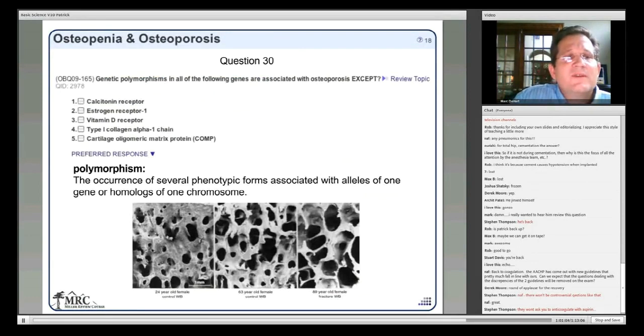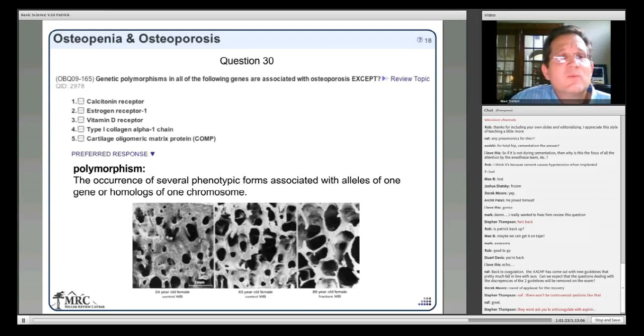Genetic polymorphisms in all of the following genes are associated with osteoporosis except, well, polymorphism is a little bit big a word for an old bone doctor like me, and it's the occurrence of several phenotypic forms associated with alleles of one gene or homologs of one chromosome. It's basically some sort of genetic screw-up that's not working right.